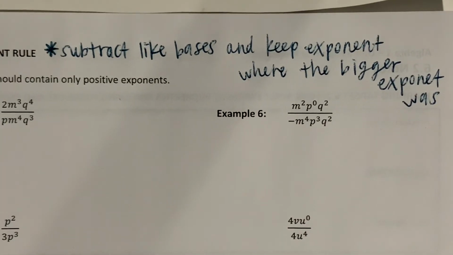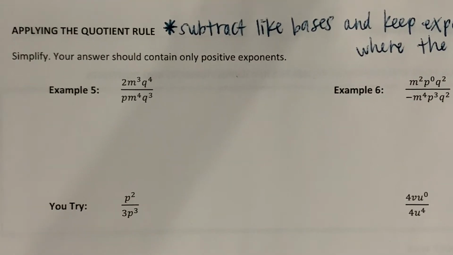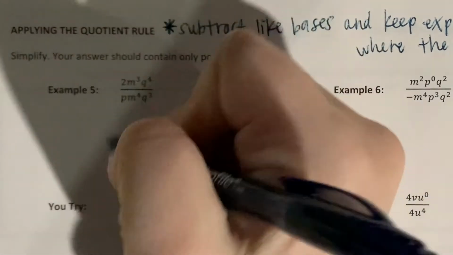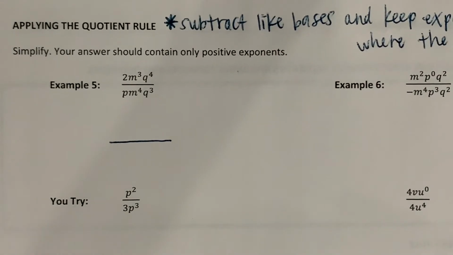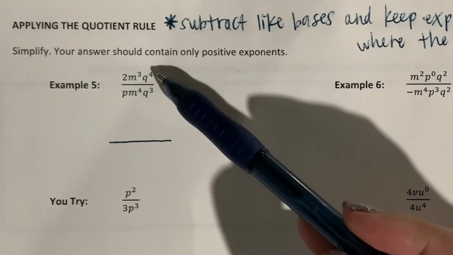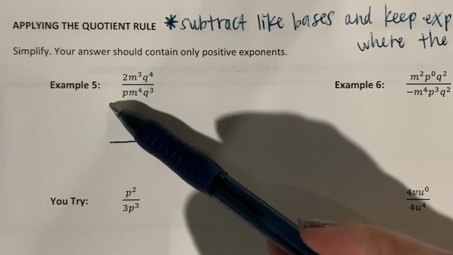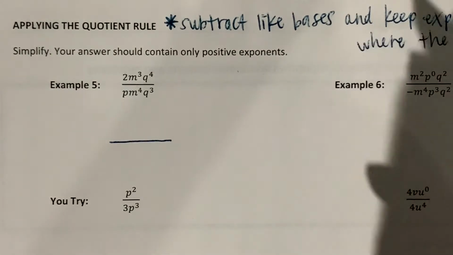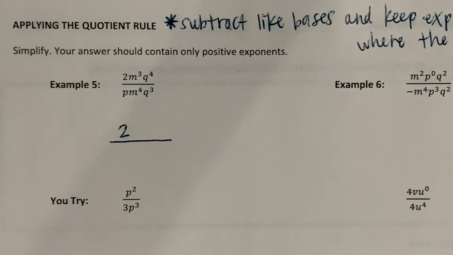So if we take a look at example 5, our directions say to simplify and that our answer should contain only positive exponents. So I know that I'm going to have a fraction, so I like to often start by writing my fraction bar. Just like with the product rule, we have to start by looking at the coefficients that are out front, or the numbers that we may see. So I notice in the top I have a 2, and in the bottom I see no coefficients, so that's like saying that there's a 1 there. So 2 divided by 1 is just going to give me 2, so I'm still going to have a 2 in the top of my fraction.